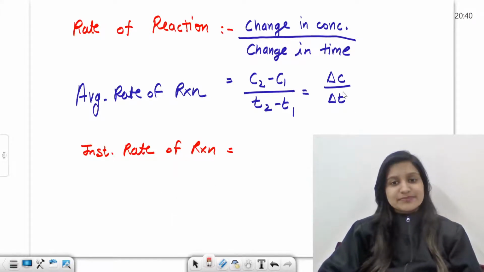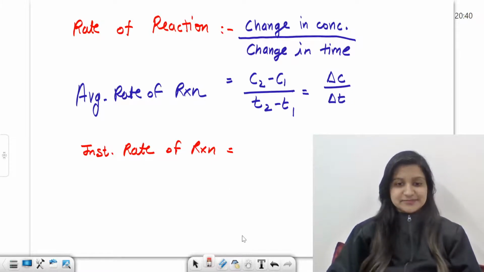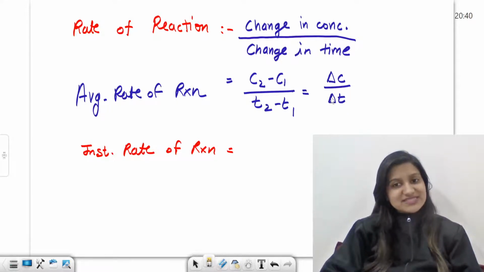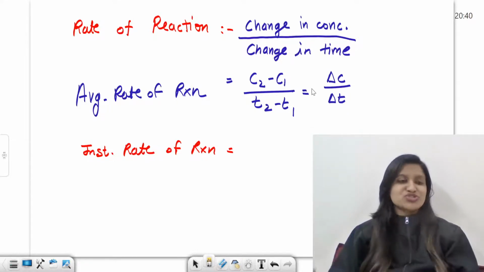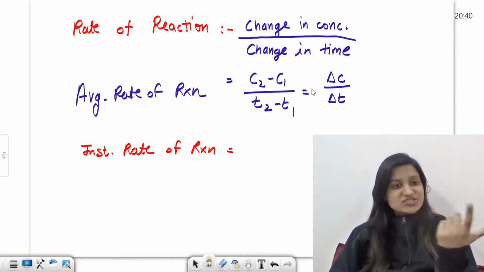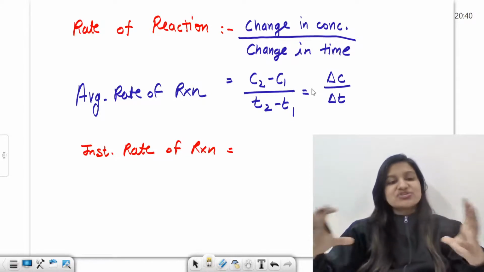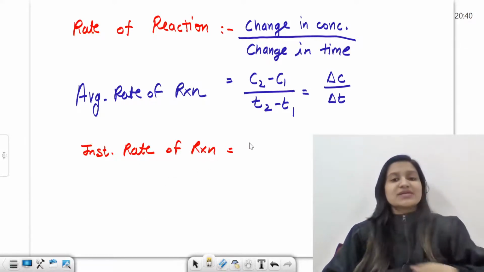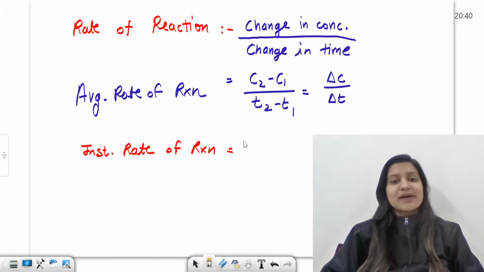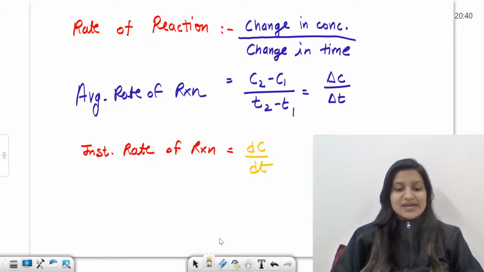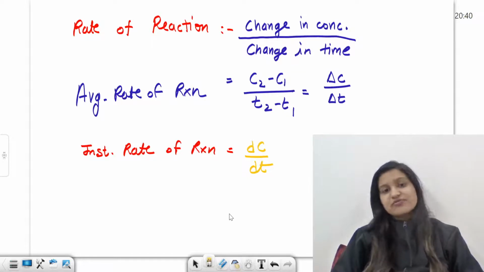So what you do is, in this delta C by delta T, if time approaches zero, meaning you make the time interval so small that this change in time becomes just a moment, you replace delta by d, so it becomes dC over dt. That's your instantaneous rate of reaction.